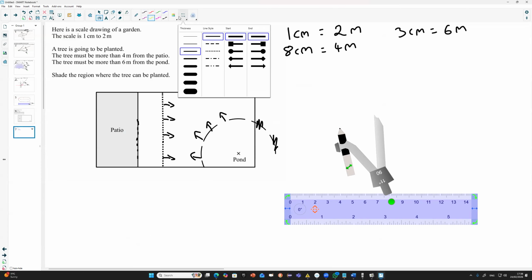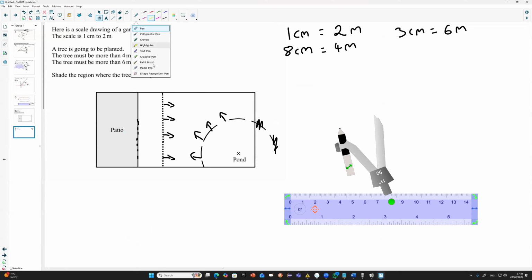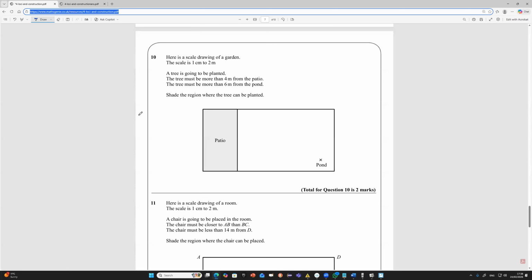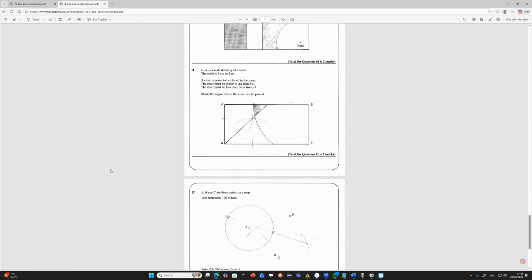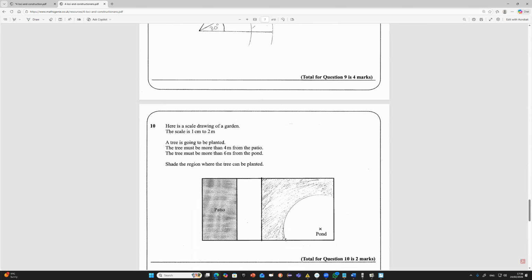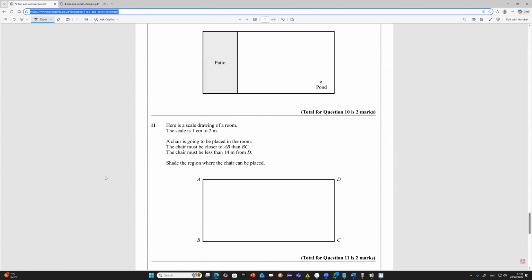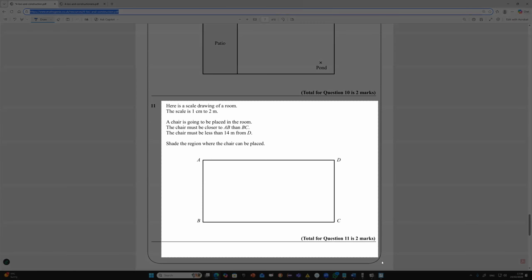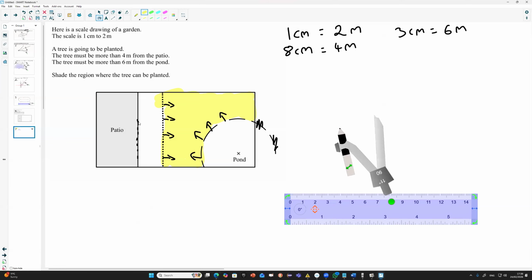If I get my highlighter. Obviously, in the exam, we just shade it in pencil. Yeah, it's going to be out there. Is that okay? Brilliant. So let me get the answers there for 10. You can see it there. Same thing, close to A, B, C. Let's have a look at this one.